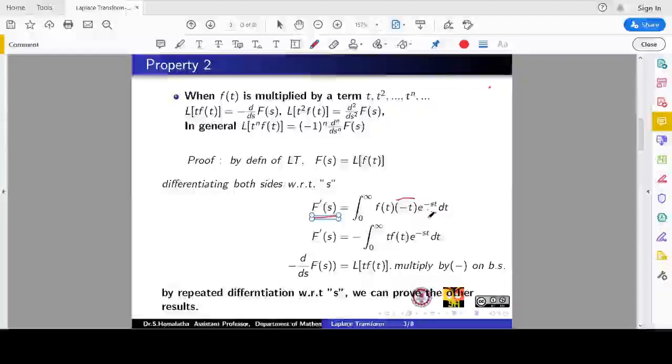When I differentiate this with respect to s, because we are writing F dash of s, it is going to be a minus t times e power minus st, and that is what is written here. And f of t will not change, because your differentiation is with respect to s and not with respect to t. Please note that.